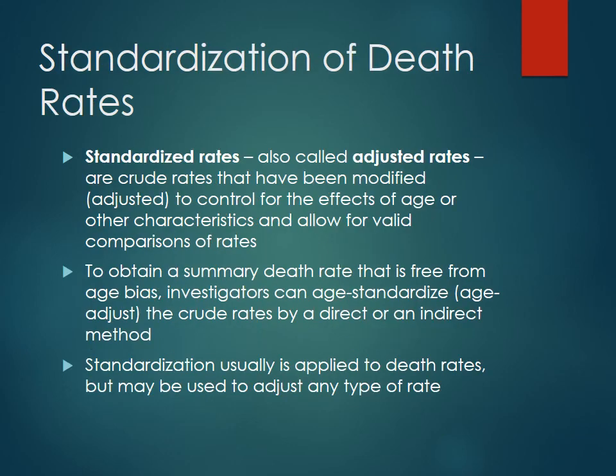So again, these standardized rates, which you can also call adjusted rates, are the crude rates that have been modified or adjusted to control for the effects of age or other characteristics, allowing valid comparisons to be made. So you obtain a summary death rate that is free from age bias. The investigators have to age standardize or age adjust the crude rates by a direct or an indirect method. I'll show you what those methods are in a minute. Standardization should usually be applied to death rates, but may be used to adjust any type of rate. So it could be based on disease severity, race, gender, whatever you want it to be.